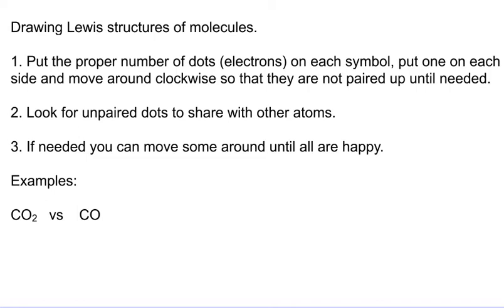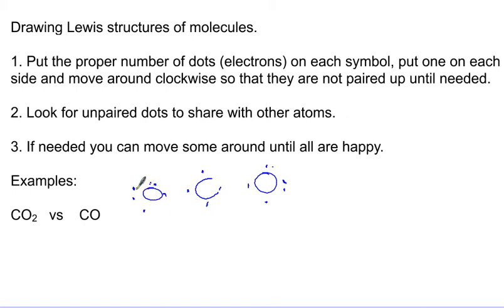Okay, so when we're trying to figure out what CO2 would look like, how does it share? I start out with C with 2 O's, and carbon gets 4 dots because it's in the 4th column, and oxygen gets 6 dots. I always put the dots around just in one direction. Whoops, I accidentally put 7 dots on, so get rid of one of those. And this oxygen gets 6 as well.